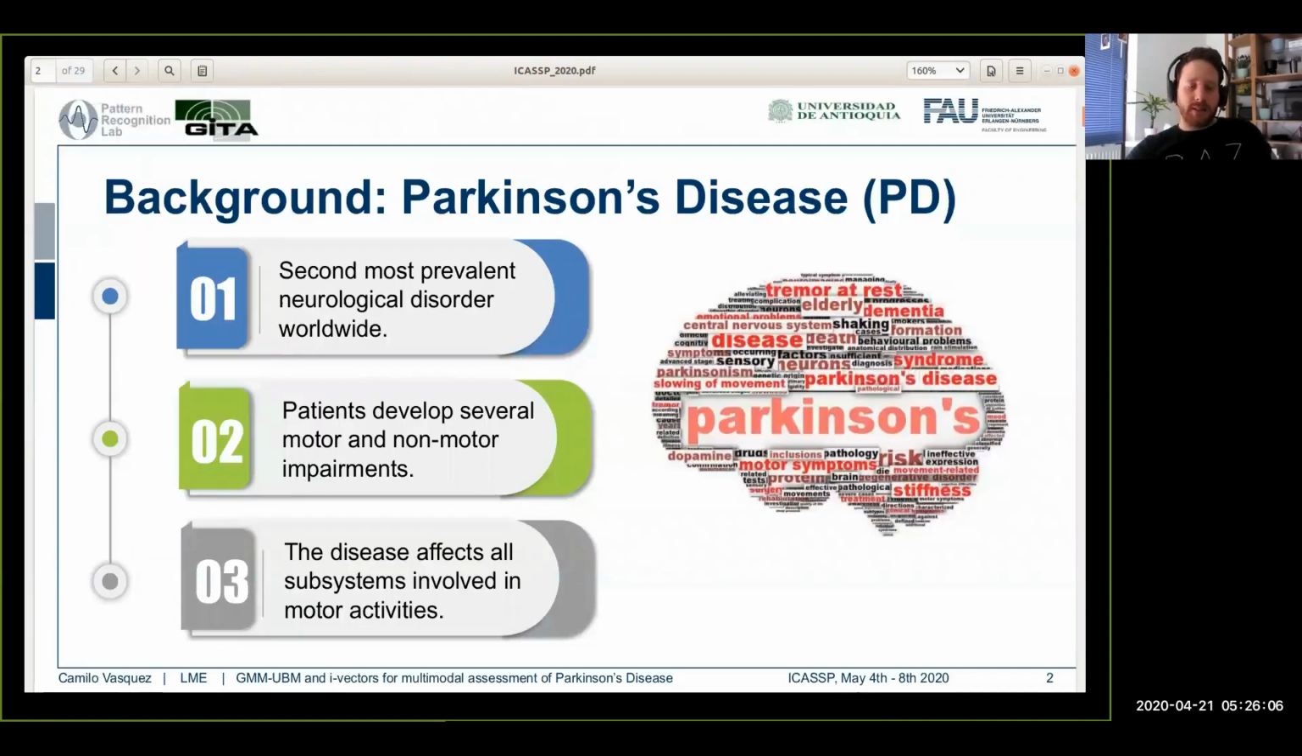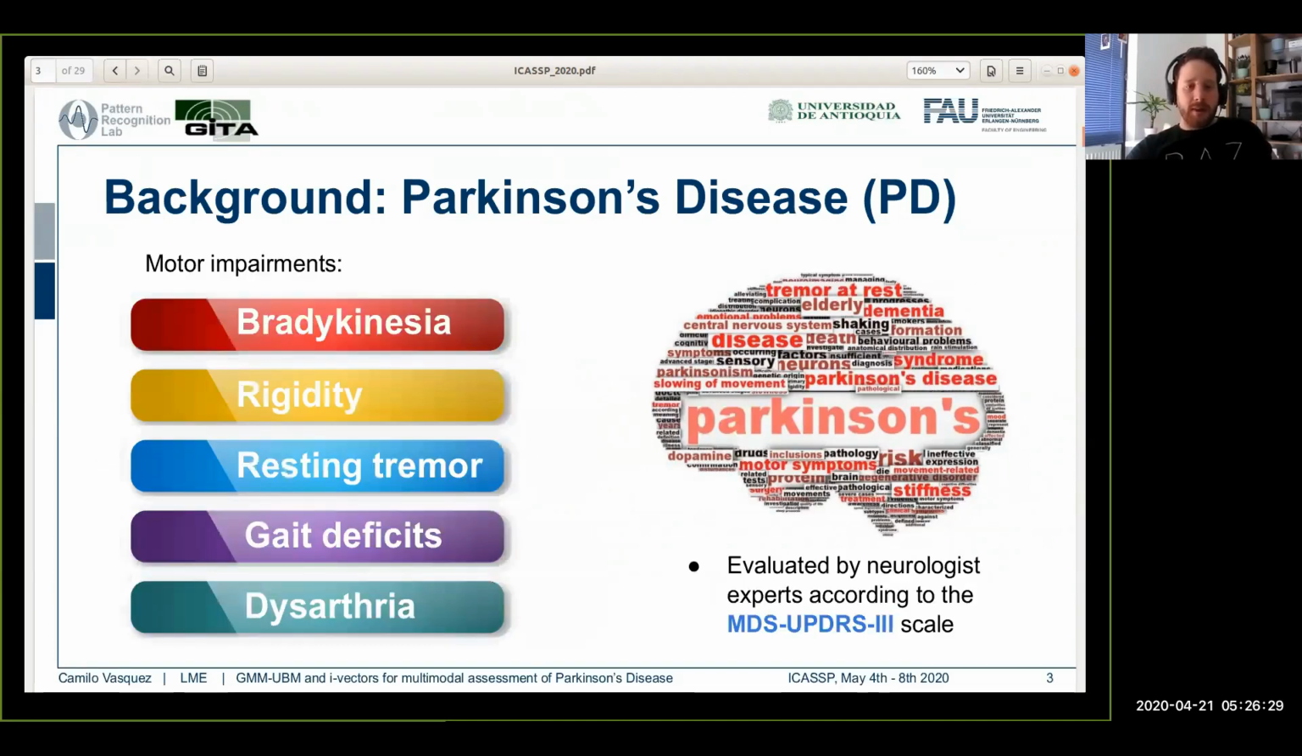Parkinson's disease is a neurological disorder characterized by the progressive loss of dopaminergic neurons in the midbrain. It is the second most prevalent neurological disorder in the world. In addition, the disease produces several motor and non-motor impairments and affects all of the subsystems involved in motor activities like speech production, walking, or handwriting. The main motor symptoms exhibited by patients include bradykinesia, rigidity, resting tremor, dysarthria, among others.